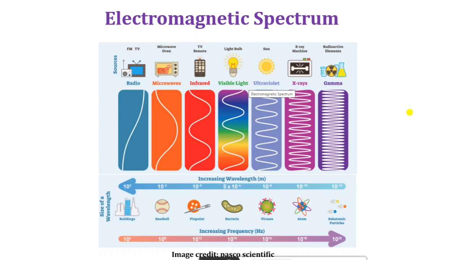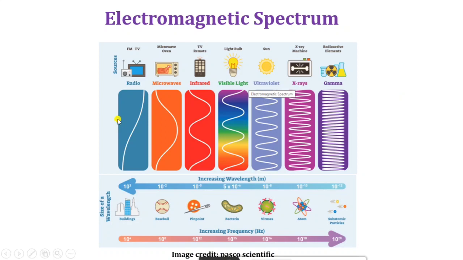So if the wavelength of an electromagnetic radiation is higher, that means its frequency will be lower. If the wavelength is smaller, its frequency will be higher. So they have an inverse relation. And if the frequency of an electromagnetic radiation is high, that means that radiation has higher energy. So if you arrange electromagnetic radiation based on their increasing or decreasing frequency or wavelength, that is known as the electromagnetic spectrum.